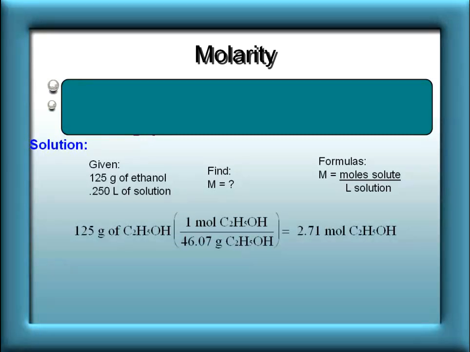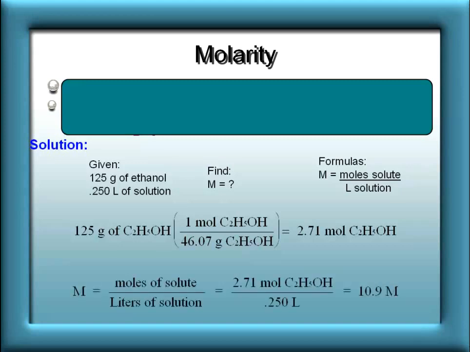First, we need to go through and convert our grams of ethanol to moles of ethanol. We do that by finding ethanol's molar mass, and you know the molar mass will equal 1 mole. Doing the math, we get 2.71 moles of ethanol. Then we can plug the moles and the liters into our formula. We're going to take the 2.71 moles and divide it by 0.250 liters. And that'll tell us that we have a 10.9 molar solution.